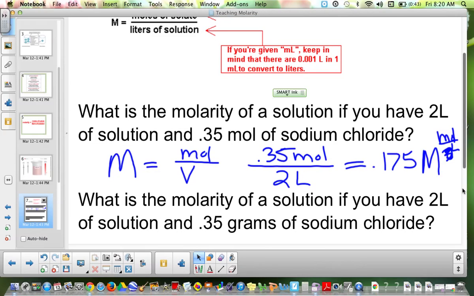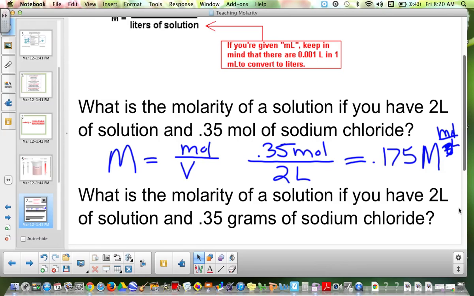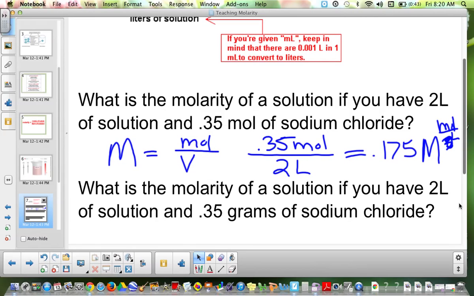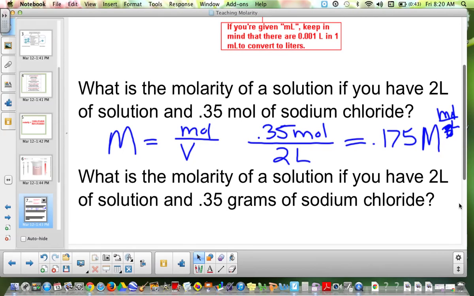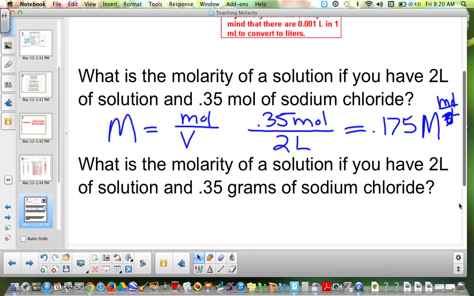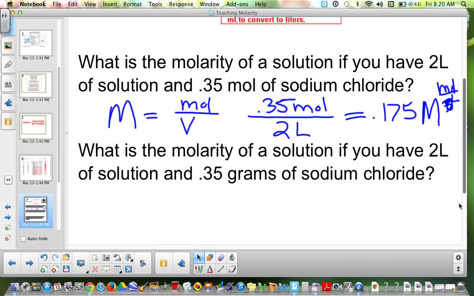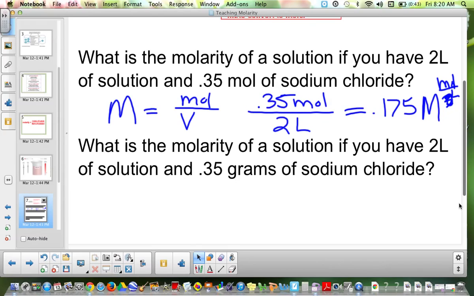Let's try a little harder. The sodium chloride has nothing to do with the equation, like we're never going to look at it in this form, because I gave it to you in moles. Okay, but you were anticipating what I'm going to do next.